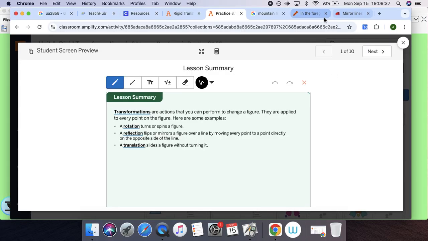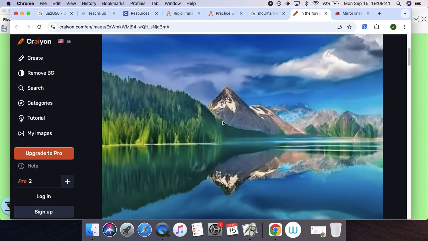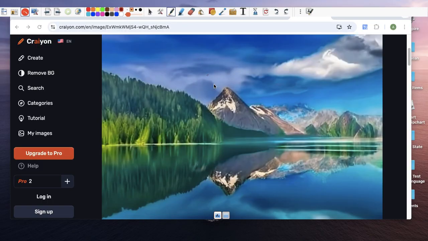The reflection, I want you to think about this for a second. This is a reflection. And where's my line of reflection here? Here's my line of reflection, right here. So this mountain is reflected on this line of reflection. Look at where the peak of the mountain is, and the peak of the mountain on its reflection.